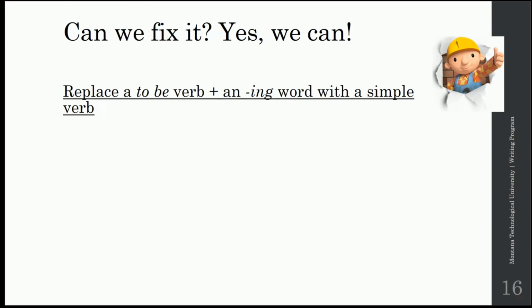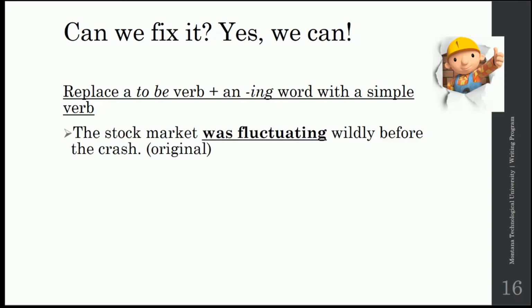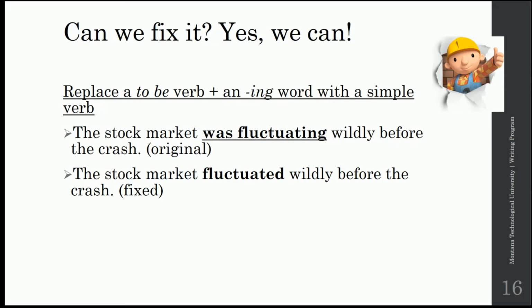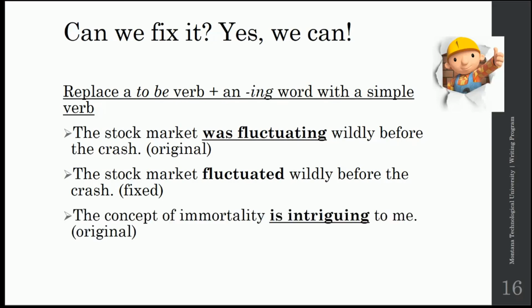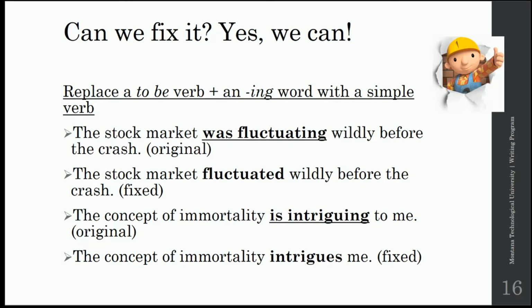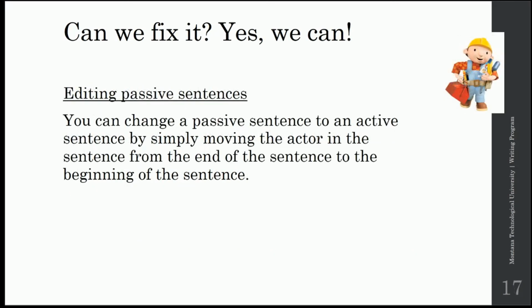Now we can replace it with an ing verb. I believe those are called gerunds. The stock market was fluctuating. Okay, let's take that out and say, I bet it's past tense, so let's go with fluctuated. Yes, the stock market fluctuated. The concept of immorality is intriguing to me. This is present tense, so let's just say it intrigues us. Yes. There we go. Fixed.